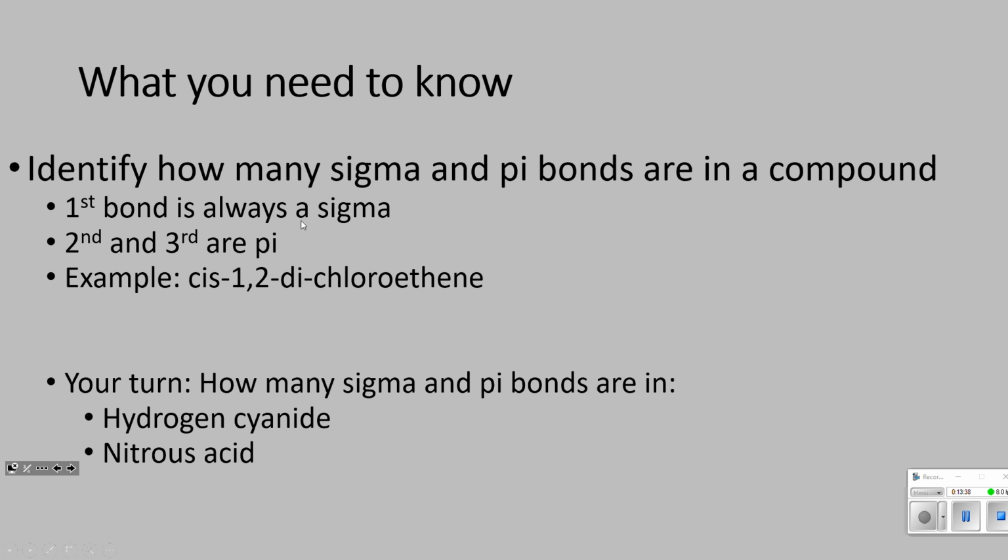So again, here's what we should have picked up from that example. The first bond is always a sigma bond. The second and third are both pi bonds. I'm going to give you an example right now of 1,2-dichloroethene.